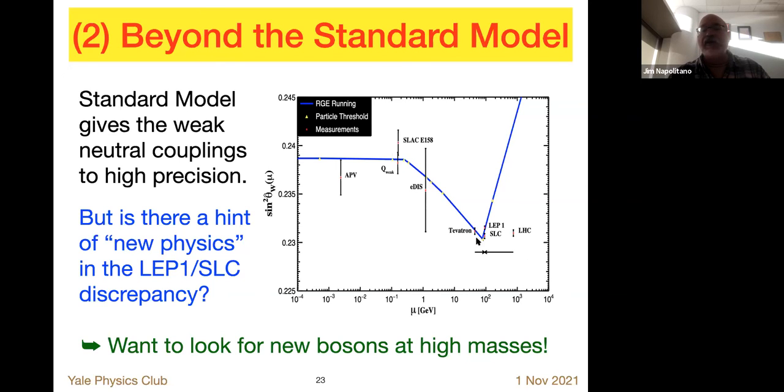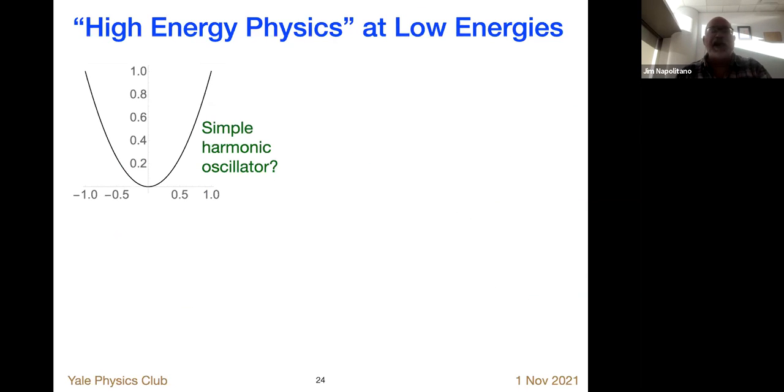One of the things that's particularly interesting is that there seems to be a bit of a discrepancy here between the LEP and SLC measurements, with each other, although they all seem to fall pretty much on the line of the prediction. Essentially, what we want to do is see if this is affected by new bosons, new intermediate force particles that exist at particularly high masses. This is an example of what we would call doing high energy physics at low energies. And this is a way of explaining that I stole from Howard Georgi when he gave a talk at Jefferson Lab probably 30 years ago.